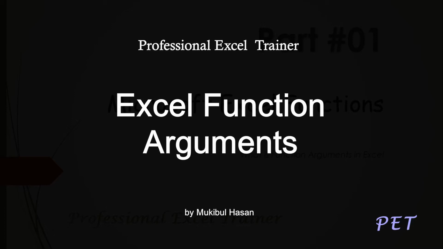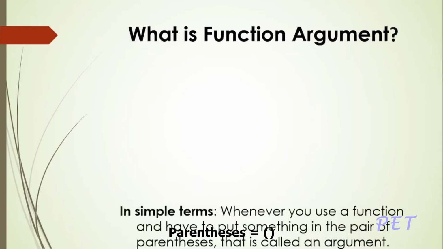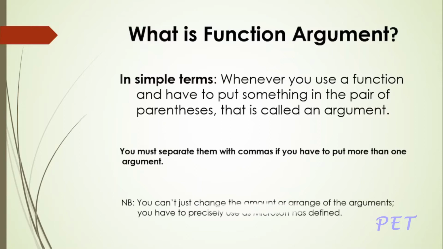If you are unfamiliar with the term argument, let me explain it to you. Whenever you use a function and have to put something in the pair of parentheses, that is called an argument. If you have to put more than one argument, you must separate them with commas. Let me give you some examples. We will see it in slides first, then we will see it in Excel in future videos.